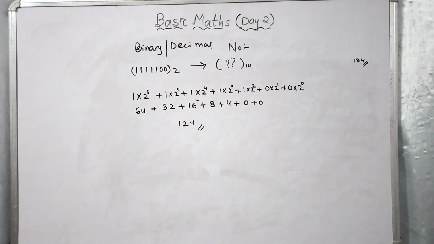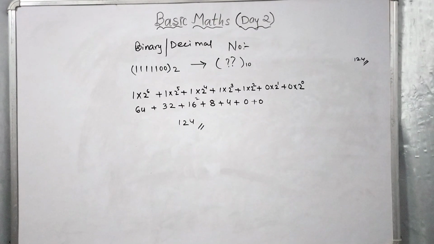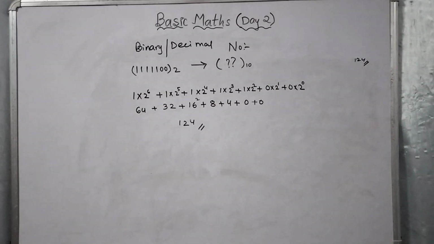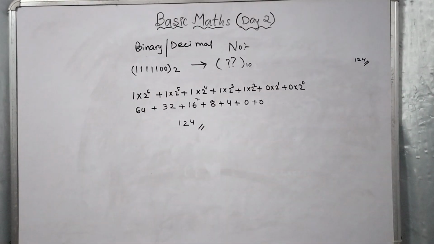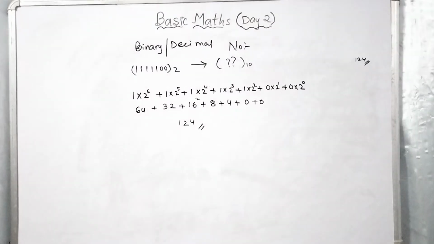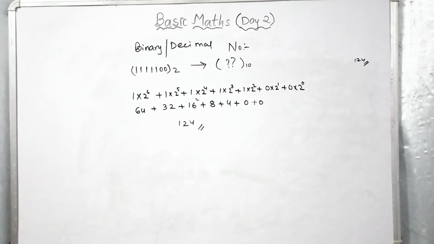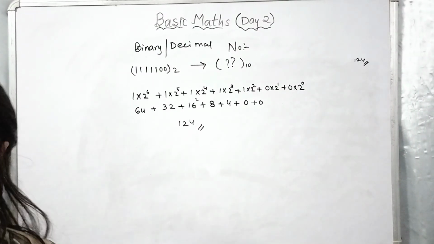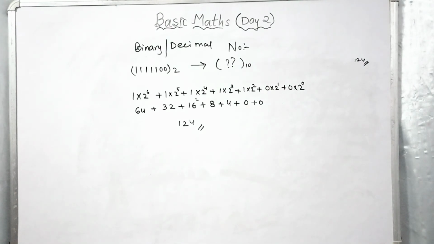So hope you understood how we converted binary to decimal and decimal to binary. This is how we can convert binary to decimal and decimal to binary. This is one of the best methods and the easiest method to understand the conversion. Hope you are clear with this. So let's move on to another topic.